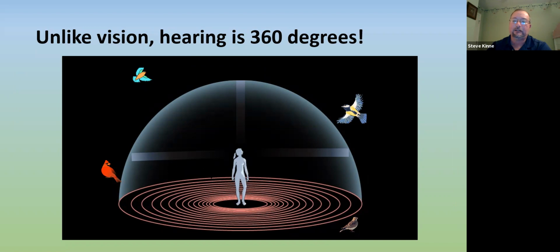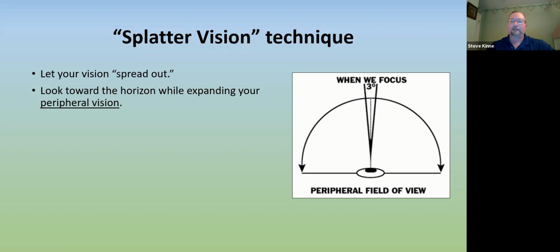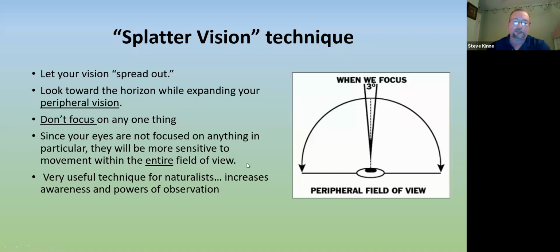To go back to vision for a second, I don't know if any of you are familiar with what we call splatter vision. If you've ever done any survival courses or anything like that, they oftentimes talk about splatter vision. What that basically means is when you look out, you let your vision spread out. If you can look toward the horizon and just expand your peripheral vision and not focus on any one thing, then you're increasing this 3% or this little cone of central vision to take in all this extra peripheral vision, and you can actually pick up a lot of things in that peripheral vision, such as movement. And that's one of the most important things: when you look unfocused, you can pick up very fine motions. And once you do, then you can focus your central vision on that. It's a very useful technique for naturalists, because it really increases your awareness and helps your powers of observation.